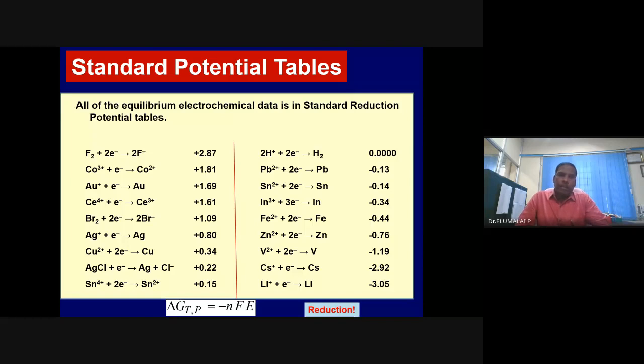So please note that these are all reduction potentials. When we have a reduction, there is an opposite, oxidation, also. The reduction potential of the fluorine electrode is plus 2.87 and its oxidation potential is minus 2.87. Only the sign is different. So these are all electrode potentials.